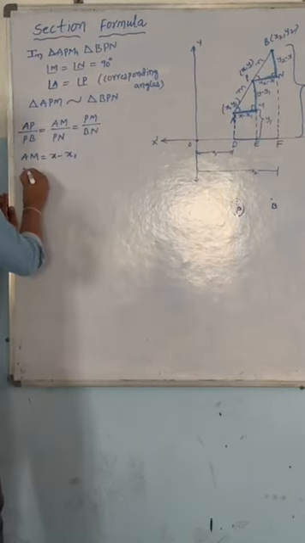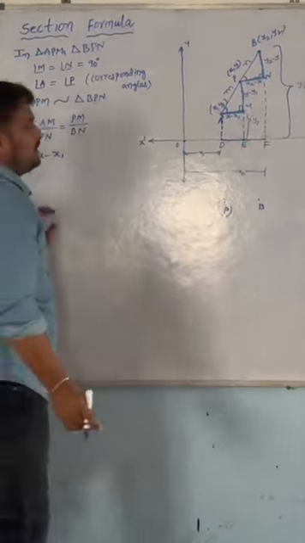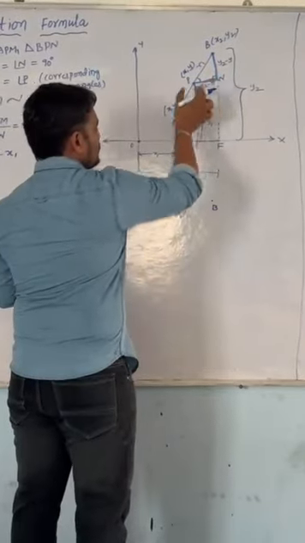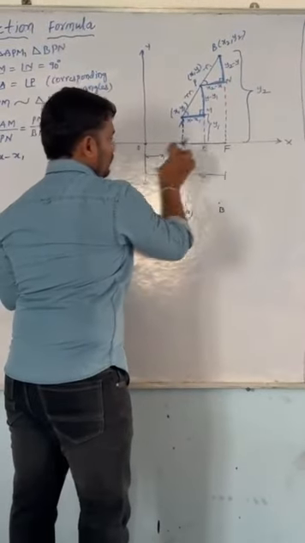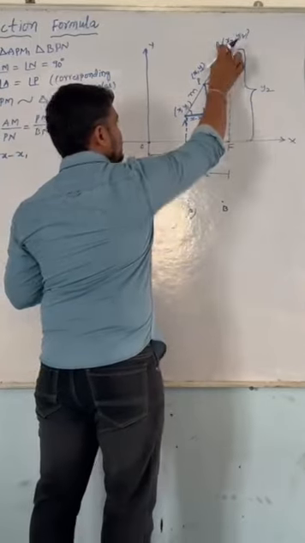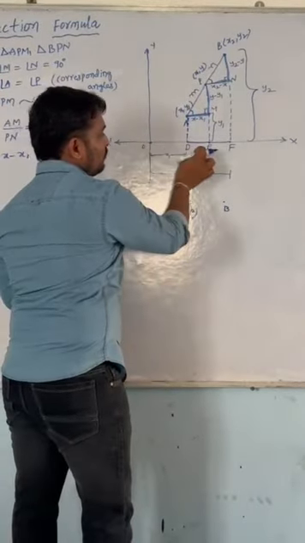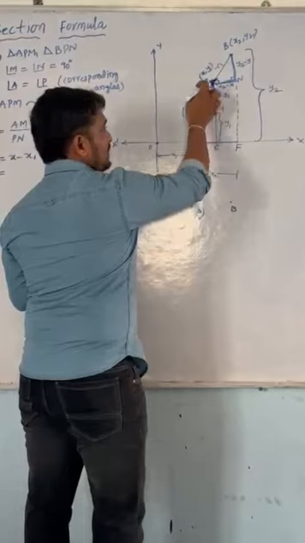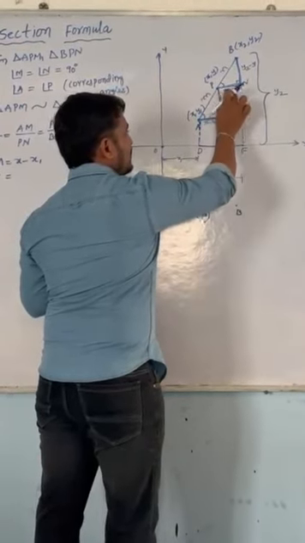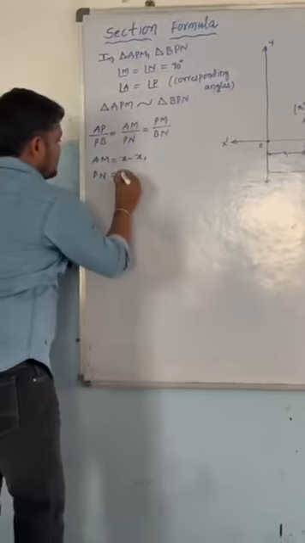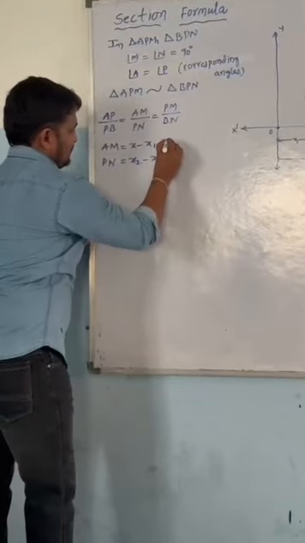The same like PM. Go to PM. Where is PM? Here is the PM. So it is between O and F. The length of OF is X2 and the length of OE is X. If you subtract them, you can get X2 minus X. So PM is X2 minus X.